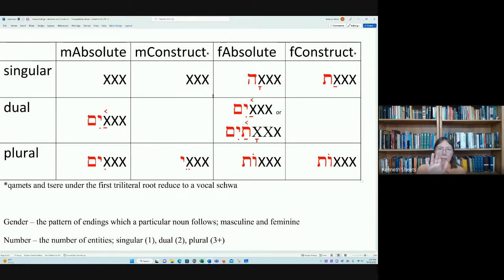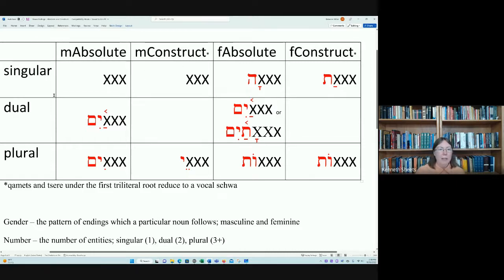A construct noun, because of the fact that it is being said together with its absolute, will lose its accent. And as a result, the vowels that are on the construct noun are going to have a tendency to reduce. And we'll see that here in just a moment. But so that is going to be one of the ways. If you've got a noun and it has reduced vowels, you're going to be dealing with a construct.